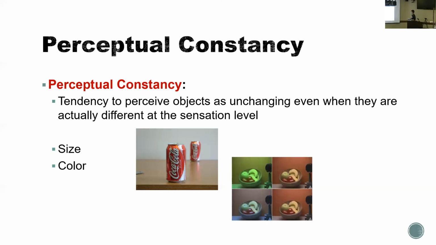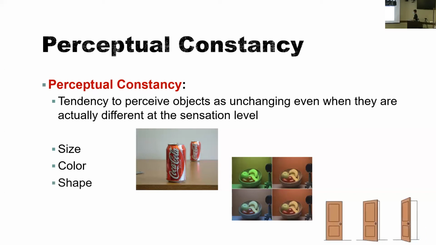Next, we have color. With different light sources, we still know this is yellow, and this is green for the apple, and that's red, even though they're actually different depending on the light source. Lastly, we have shape. When you open the door, the shape actually changes at the sensation level, but we know that it's the same in our perception.